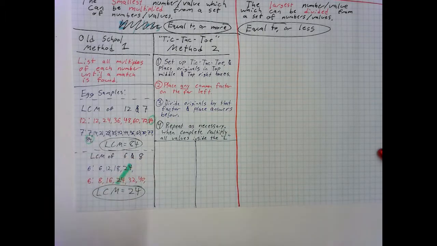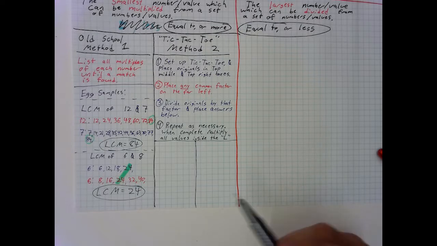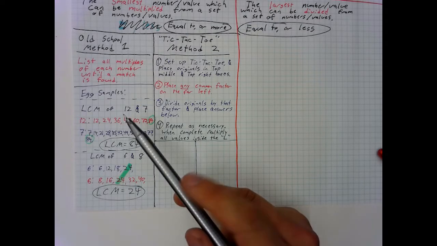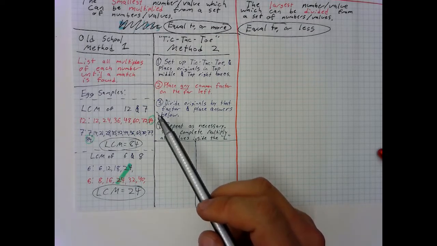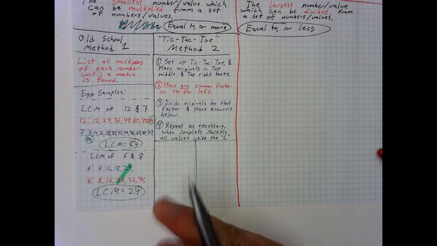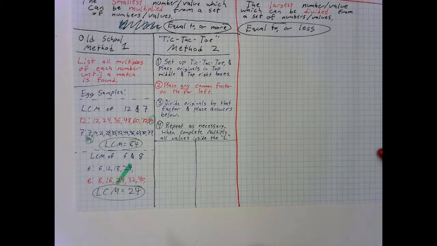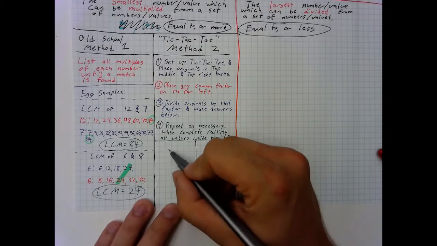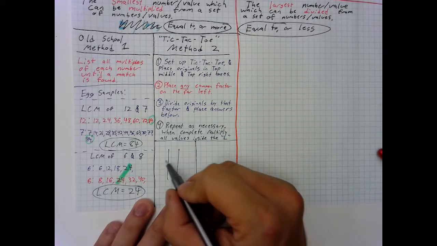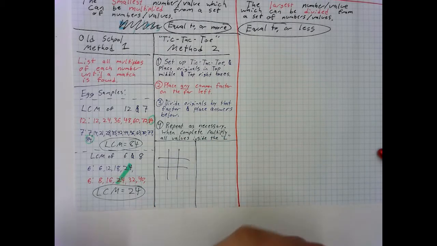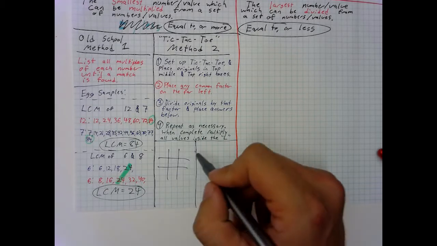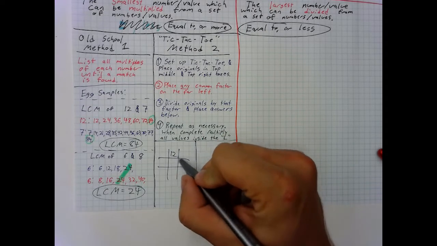To start, set up a Tic Tac Toe and place originals in top middle and top right boxes. For ease of use, we're going to use 12 and 7 for this problem, the same as before, so that we make sure we know what answers we're going to get. I set up my Tic Tac Toe board, and I'm going to put my originals at the top, 12 and 7.